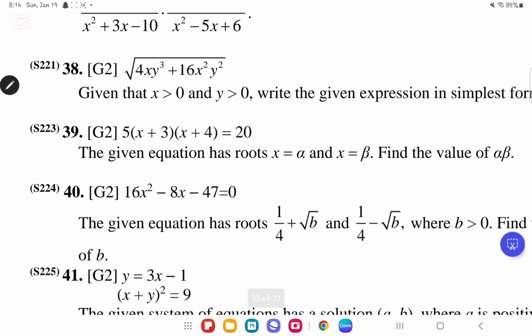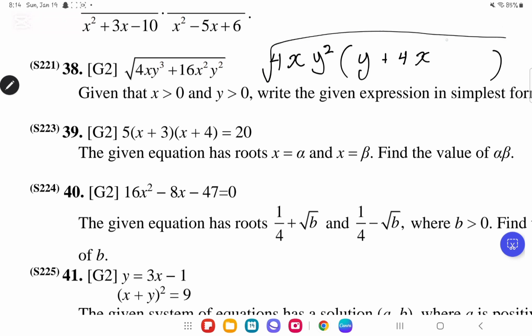Okay, very simply, we can take out a common factor of 4. Not only 4, we can take out 4xy to the power of 2. And inside, what would be left? Inside, we would be left with y plus 4x. So we would be left with y plus 4x. Okay, and remember, they are all under the radical.